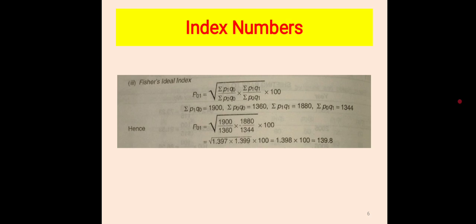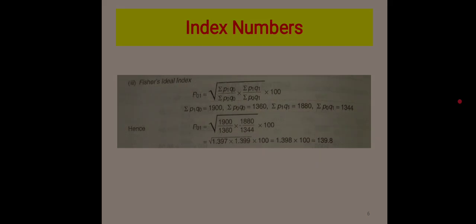So the root of 1.397 into 1.399, into 100. The root is equal to 1.398. So 1.398 into 100 is equal to 139.8, or 140. So this is the calculation of price index numbers. Next, we will discuss example 2 for the factor reversal test and time reversal test.